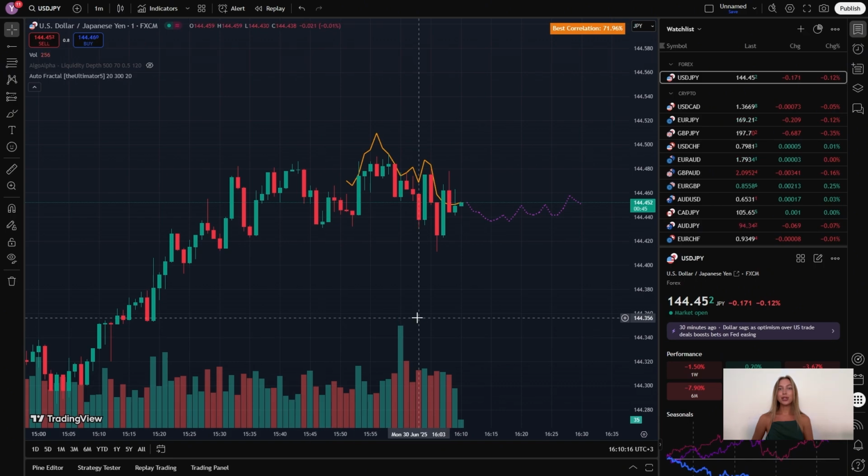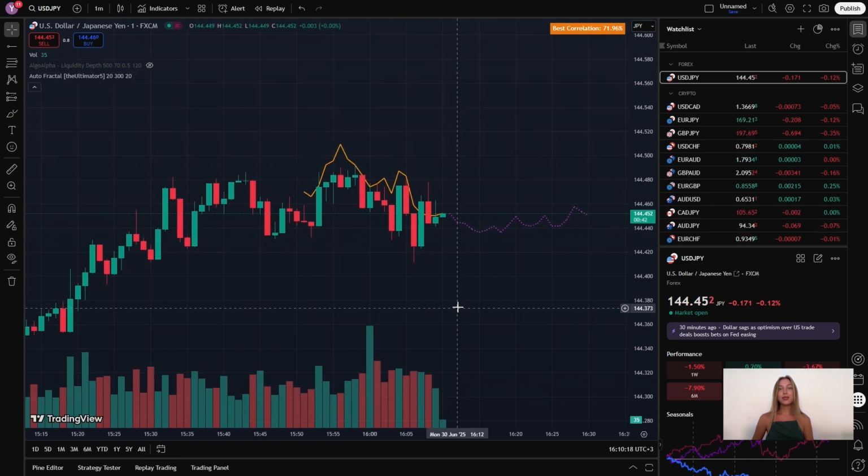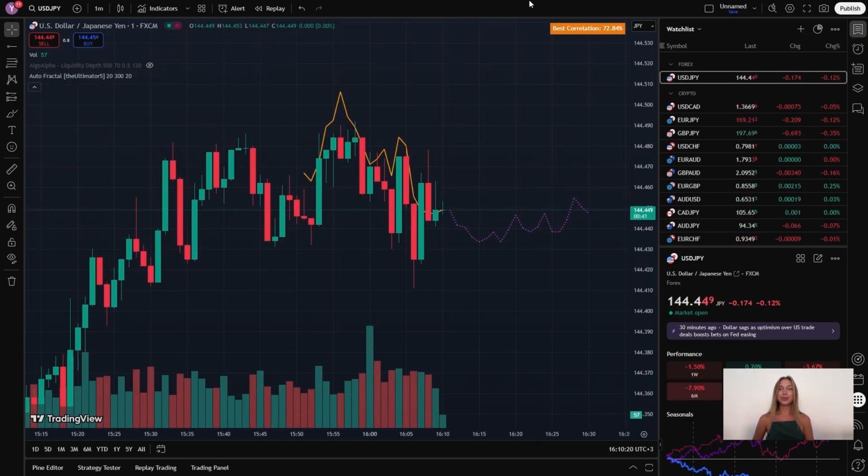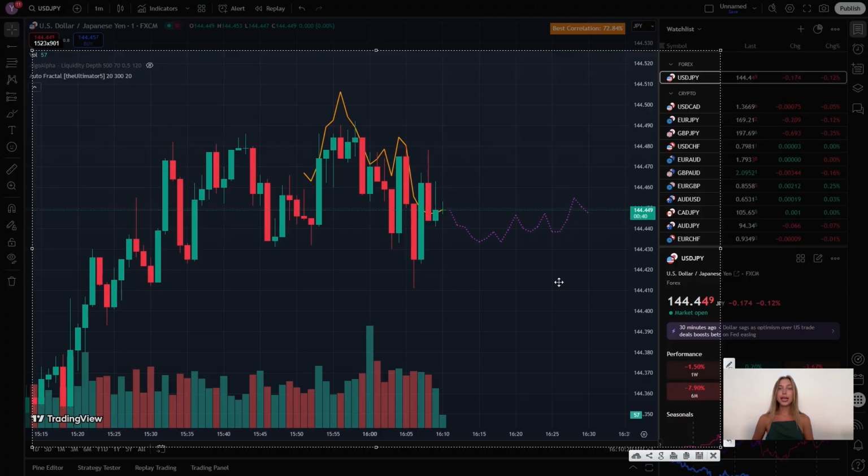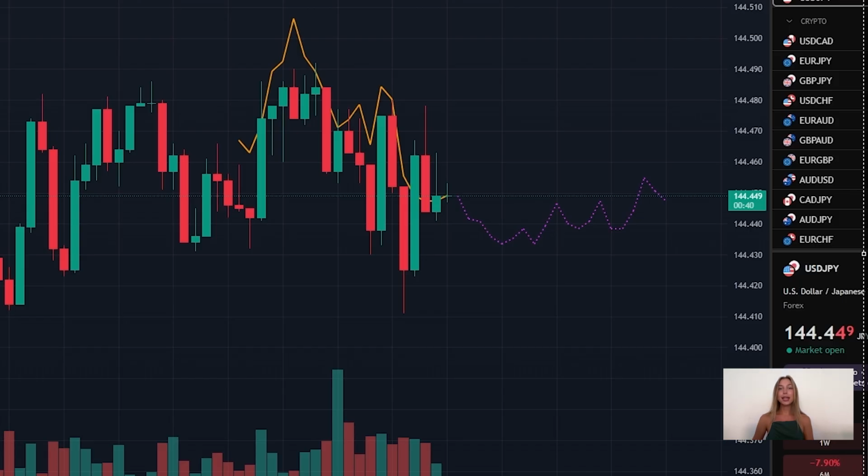So I found a good situation to work out. Let's first see what we have here. In this situation, first of all, the indicator tells us that most likely the price will go down.